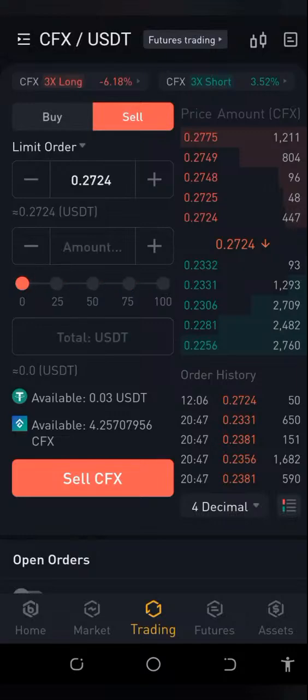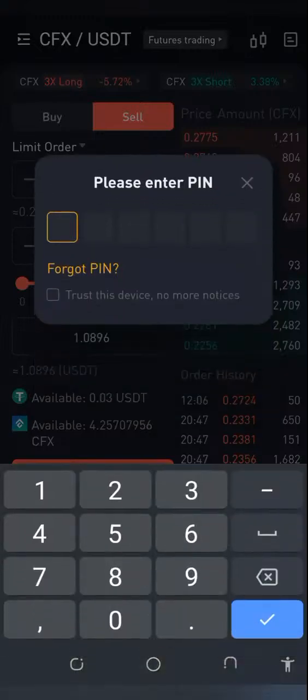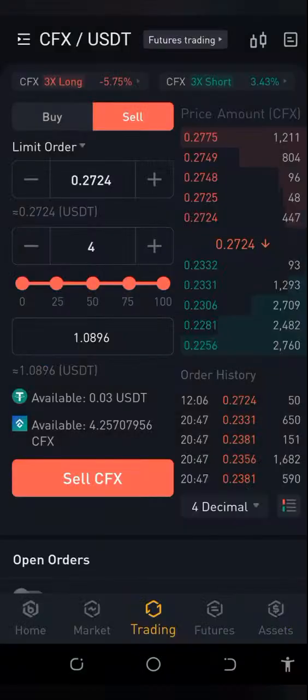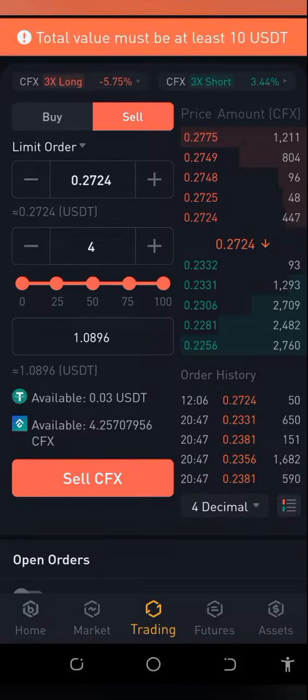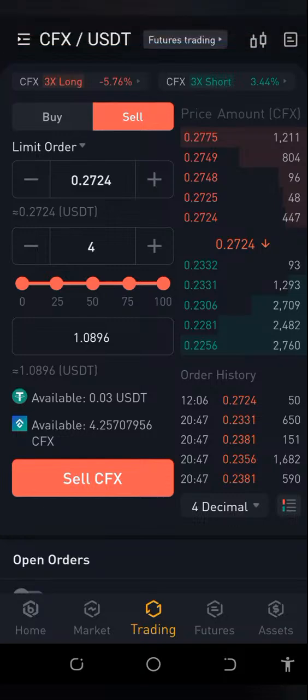Let me do the normal price, and then whenever it converts, I'll wait for it. Let's go ahead and do this. Okay, I'll fix in my transaction pin and I'll be back. Okay, I'm fixing my transaction pin, but it's not going anywhere, because look at what it just said. It says here, total value must be at least 10 USDT.